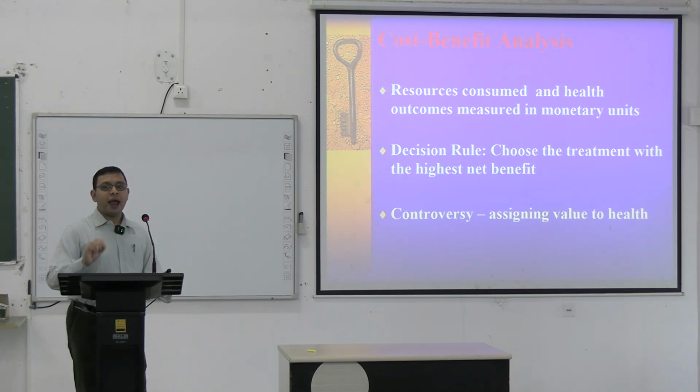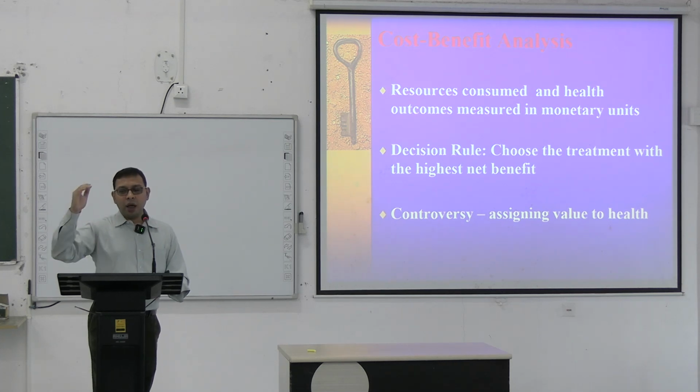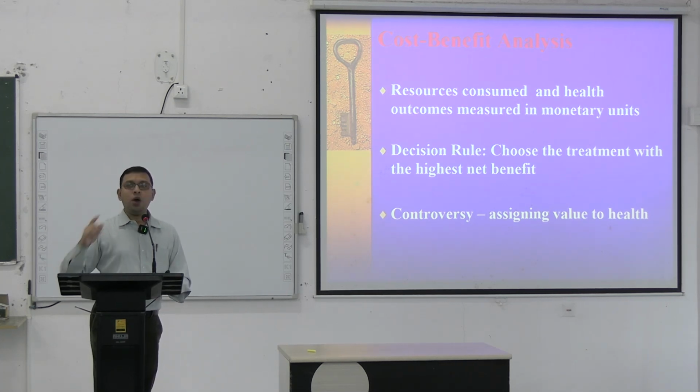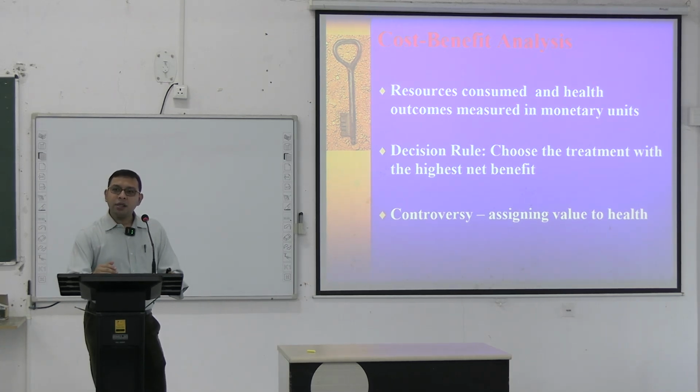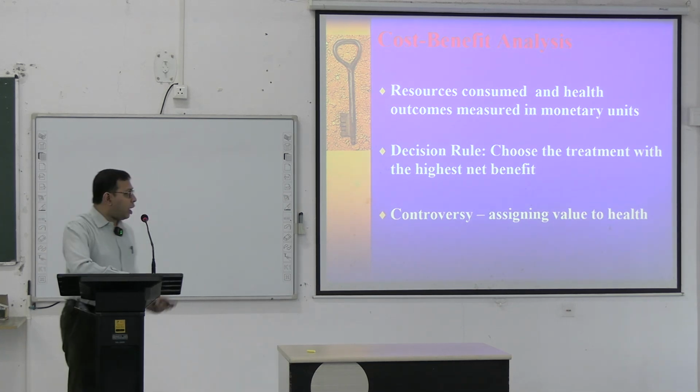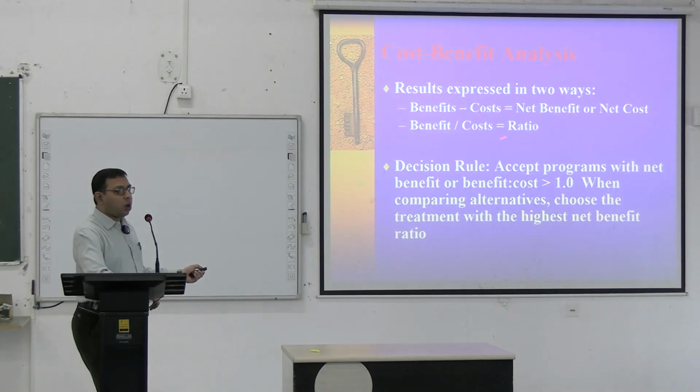So in cost benefit analysis, the numerator and denominator are both compared in monetary units, whereas in the cost effectiveness analysis, monetary units is the cost and the natural units, that is the outcomes for the disease, are measured according to the disease. For example, for diabetes the HbA1c, for blood pressure the systolic and diastolic pressure. It is expressed in two ways: benefits minus cost, whether there is net benefit or net cost, and the benefit by cost ratio is also examined.